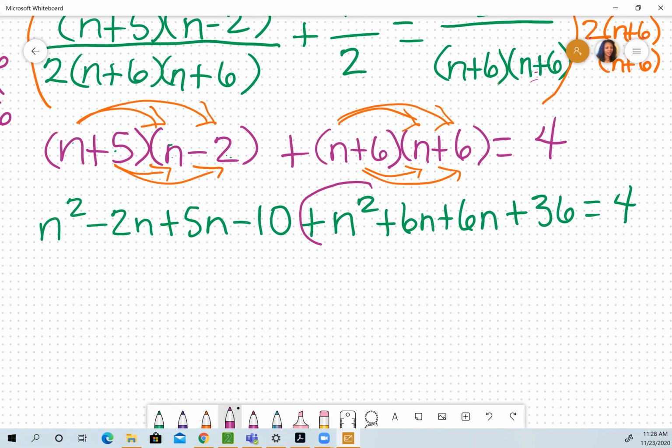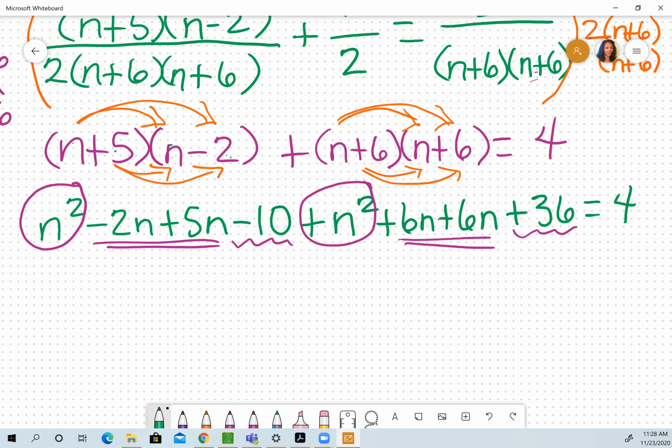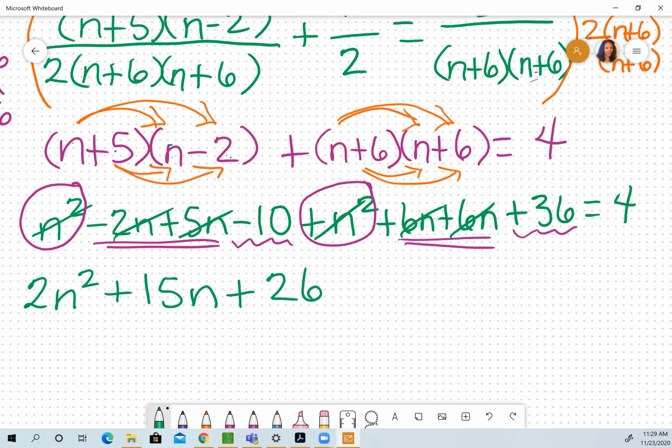I have an n squared and an n squared. I have those 5 n's, those n's, and I have the constant over here, the constant over here. So I end up with 2n squared. Let's see, 5 minus 2 is 3. 3 plus 12 is 15n. And if you need to, just start crossing them out so you don't get confused. And then -10 plus 36, or 36 minus 10, is positive 26. It's all equal to 4.